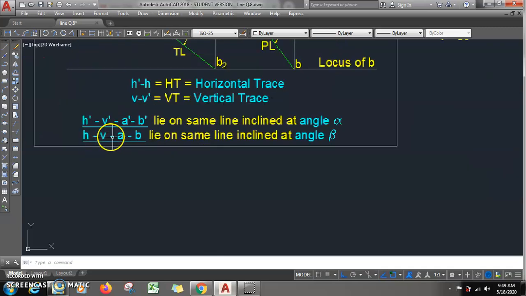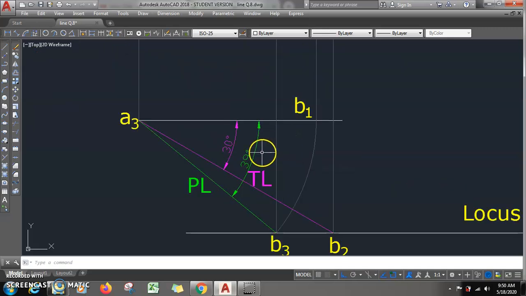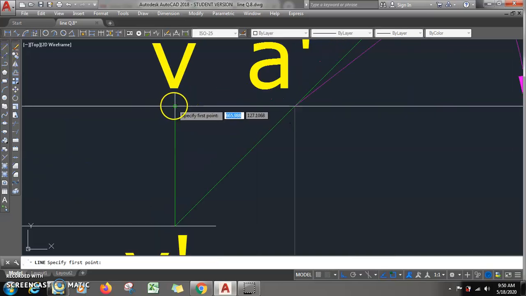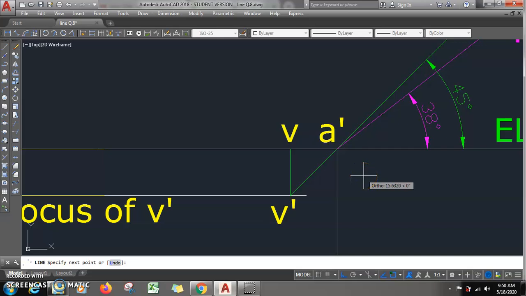What? H, V, A, B, they lie on the same line inclined at angle beta. Now we have found out beta. No? Beta is how much? Beta is 39 degree. And point V we have. So what we will do? From point V, shift at the rate. How much angle do we need? Minus 39. So length, let us say 200. Shift less than minus 39, which is beta.